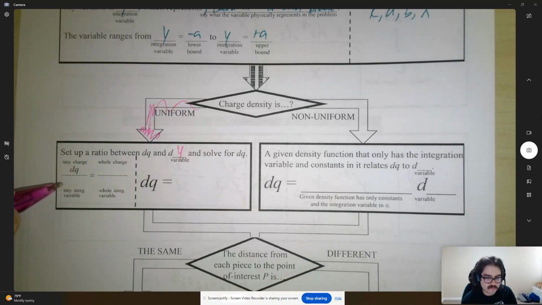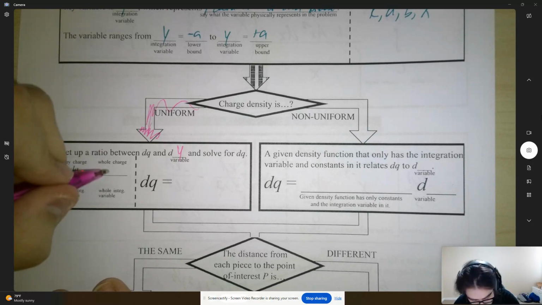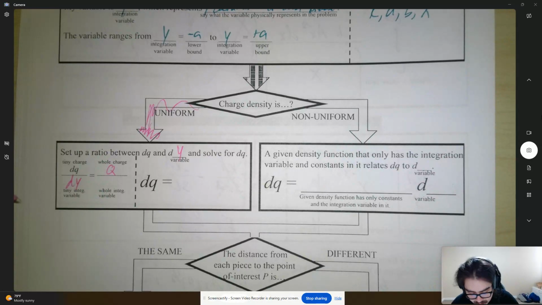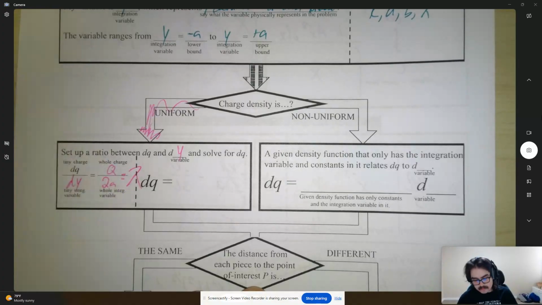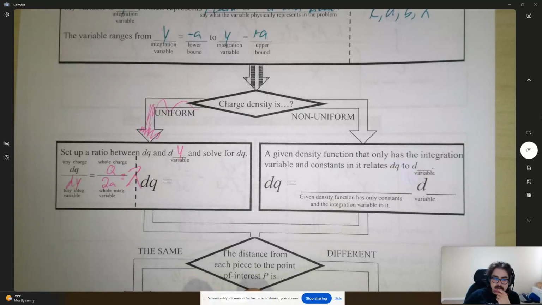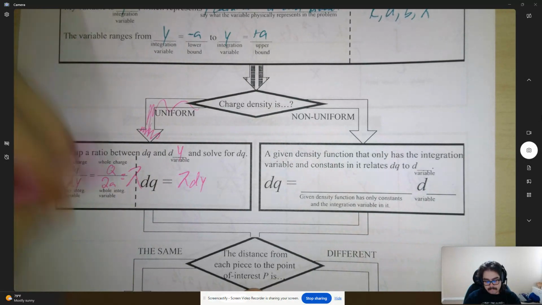The tiny integration variable is dy. The whole charge is Q, and the whole integration variable is the length of the whole rod, which would be 2a, right? Wait a minute. Q over 2a is charge over the whole length, which is charge density. So this is actually equal to lambda. I don't even care about this part right here. I'll just say that's lambda because it makes my life easy. This is going to be lambda dy.